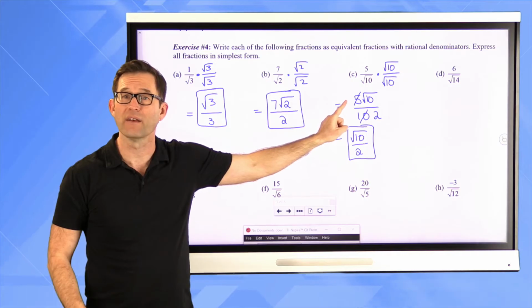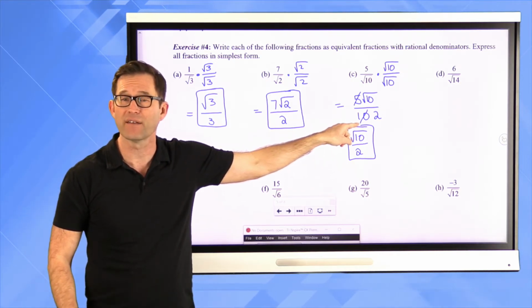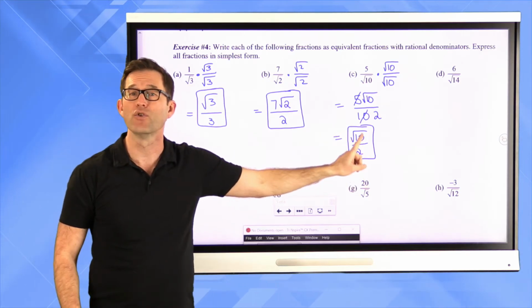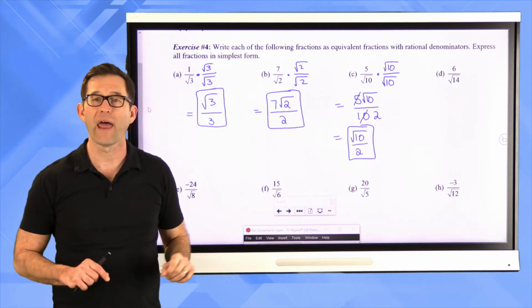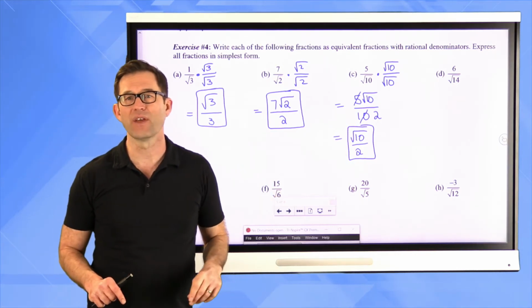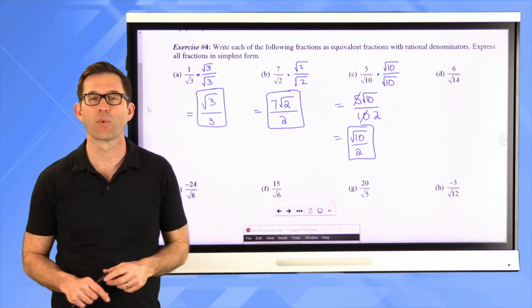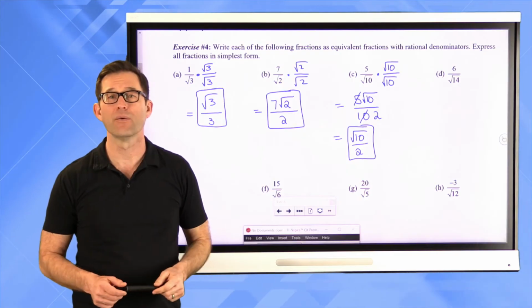So in other words, I can divide both the 5 and the 10 by the number 5, and I'll get root 10 over 2. I'm literally reducing the fraction 5/10 into the fraction 1/2. I could write the 1 up here, but then it would just be 1 times the square root of 10, which would be the square root of 10. Try something very similar in letter D. Pause the video now.